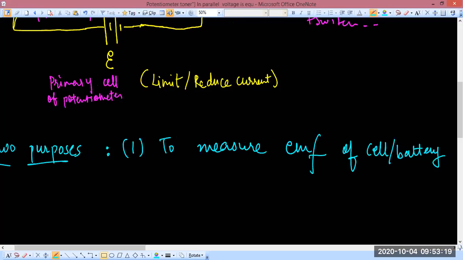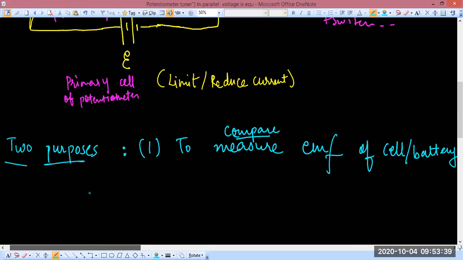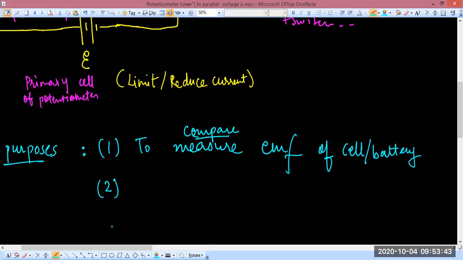right? Actually, compare is a better word than measure, everyone, right? You will learn this in chemistry. Why I am saying comparing is a better word than measuring, right? You might wonder what this has to do with chemistry. It will come in the electrochemistry chapter.